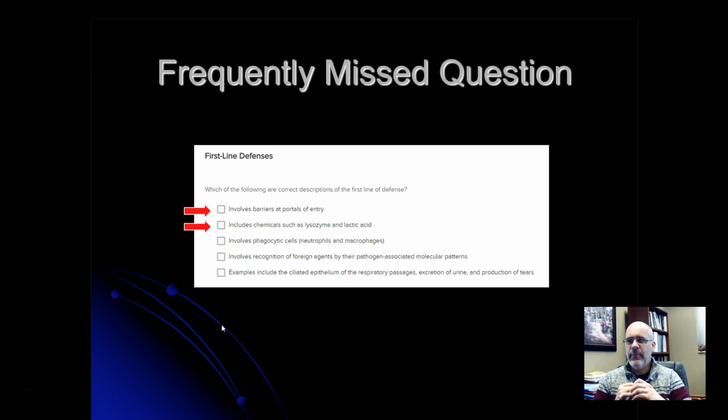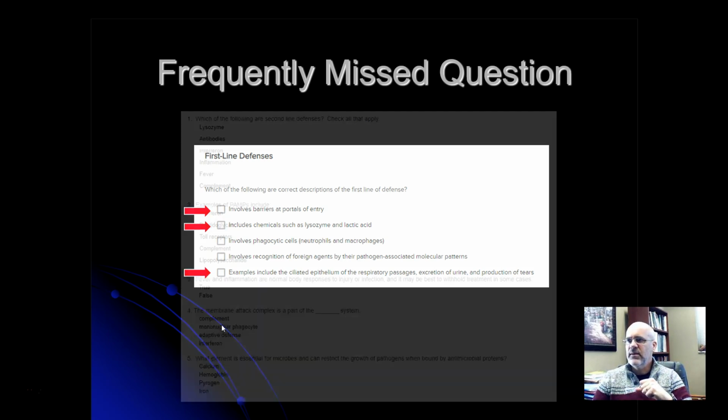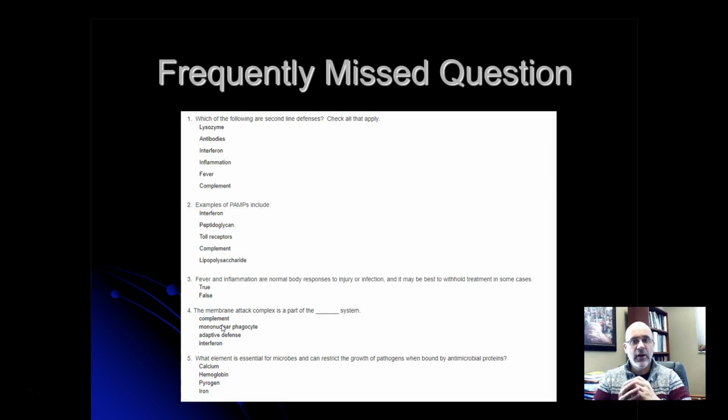Examples include the ciliated epithelium of the respiratory passages, excretion of urine, and production of tears. Yes, those were all features of your first lines of defense that help keep things from getting across the skin and the mucous membrane linings in the first place.